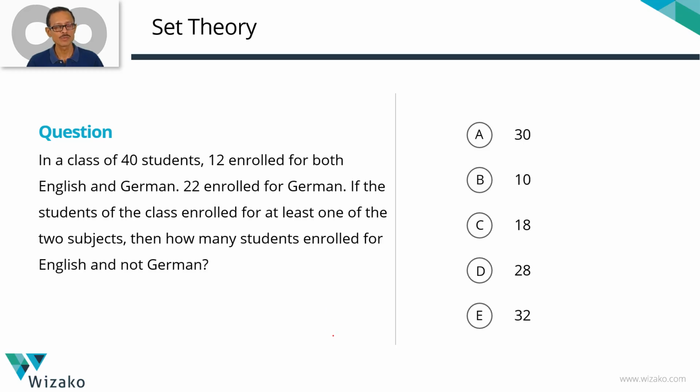The given question is a GMAT problem solving practice question. It's an easy question. I'll classify this one as a 550 to 600 level question. This GMAT sample question is from set theory, focuses on the concept of union intersection of two sets.